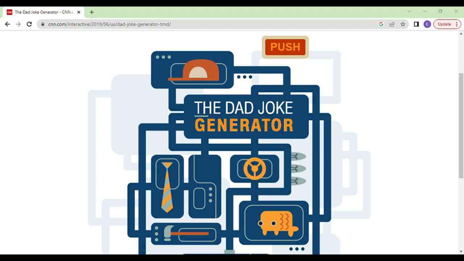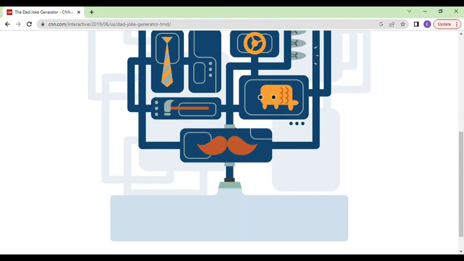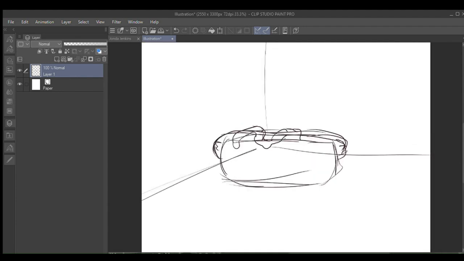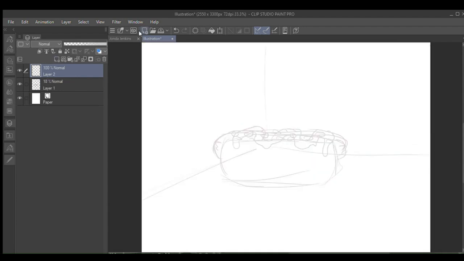Hello everybody, and today I will be illustrating dad jokes because they're a great source of humor. And I have this dad joke generator. And yeah, the first one that I got is: why is it always hot in the corner of a room? Because it's always 90 degrees.